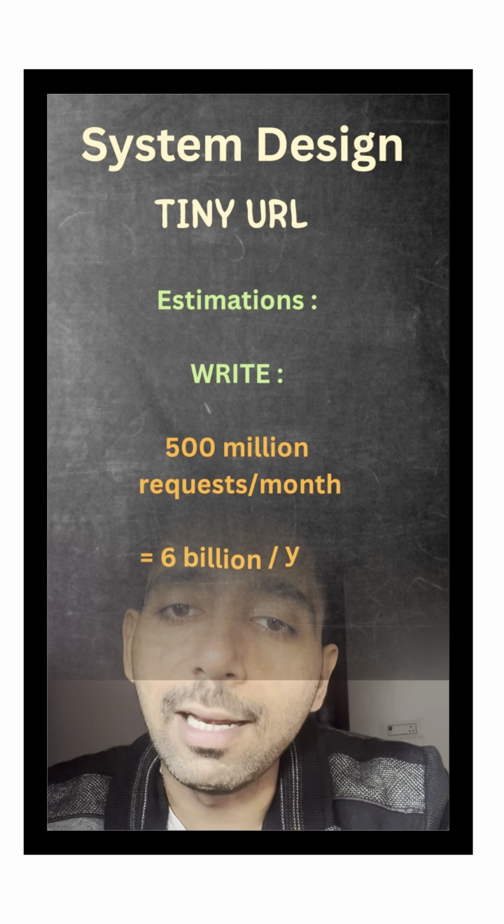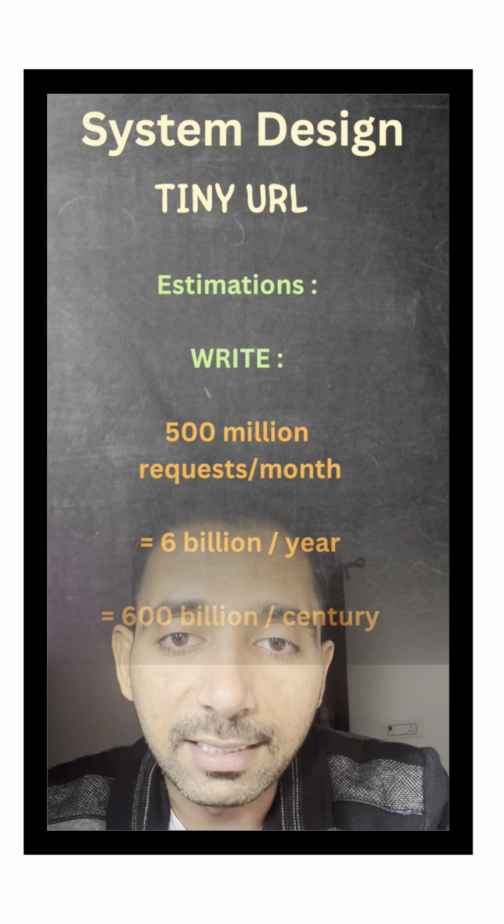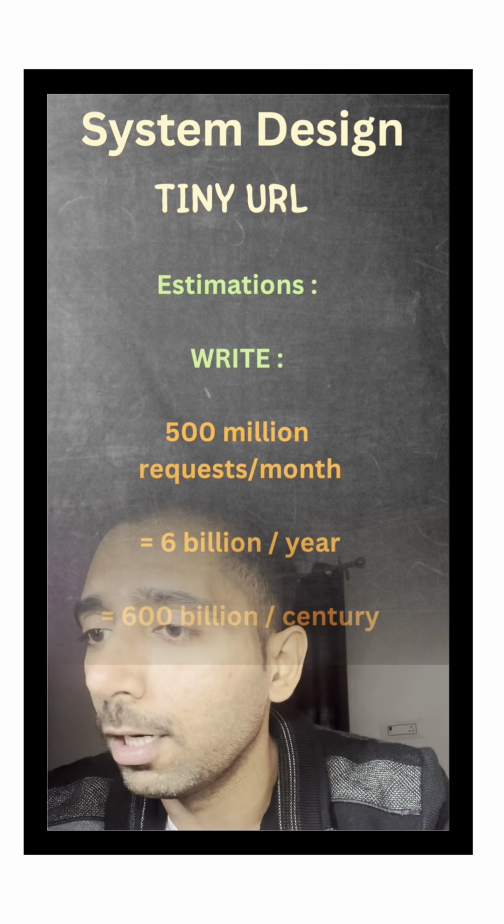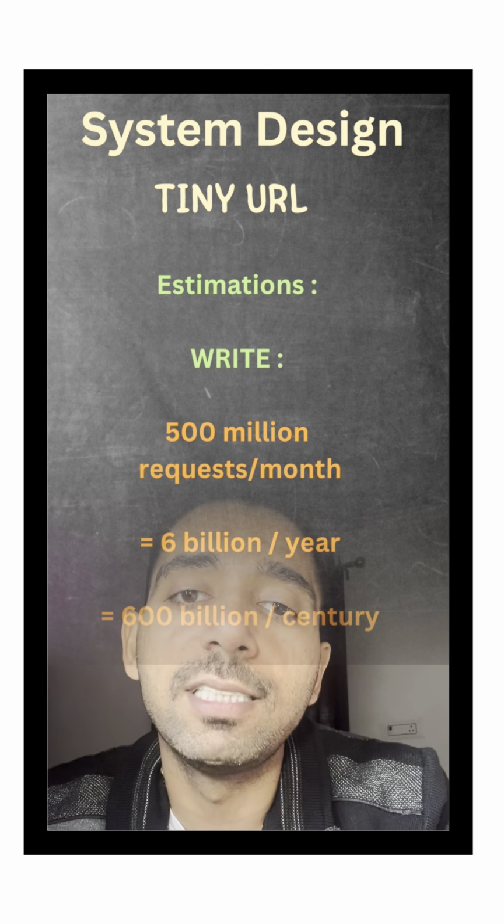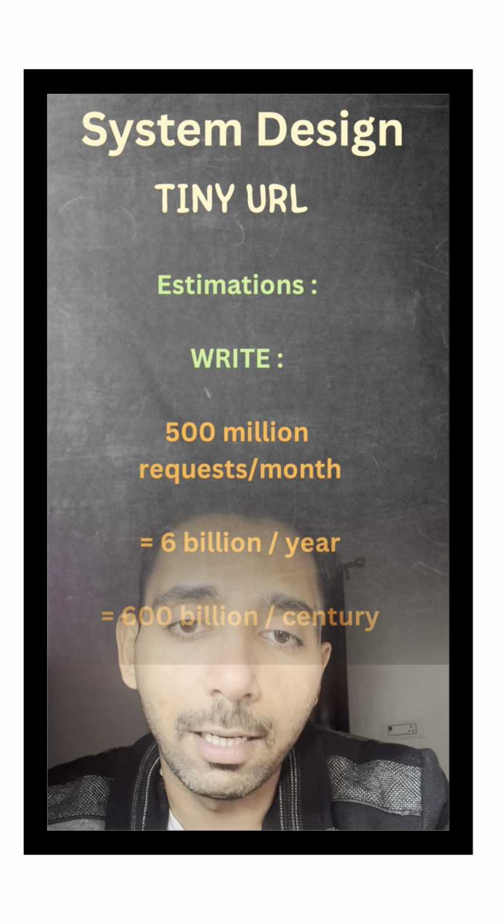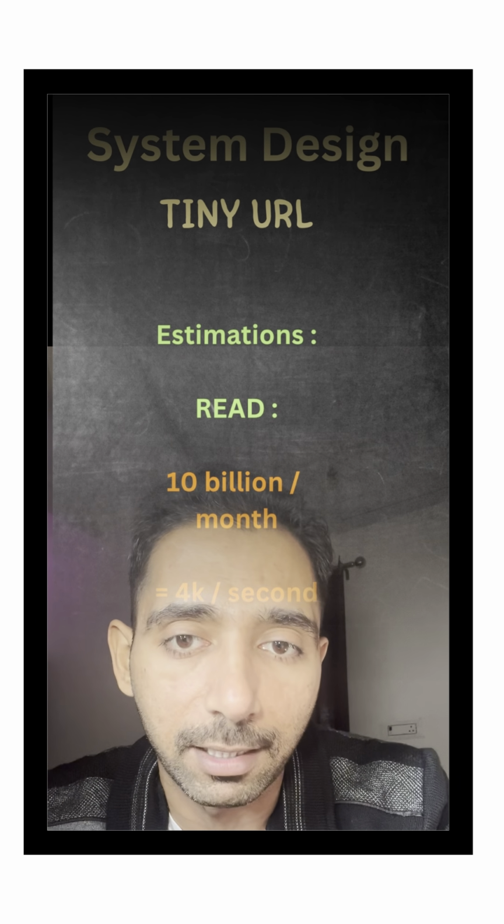So to calculate the length of this short URL, the first thing you need to check is the estimations. For example, in this case, I am taking some estimations that the total number of writes will be 500 million per month, which calculates to 600 billion per century. And the number of reads is 10 billion per month, which calculates to 4K requests per second.